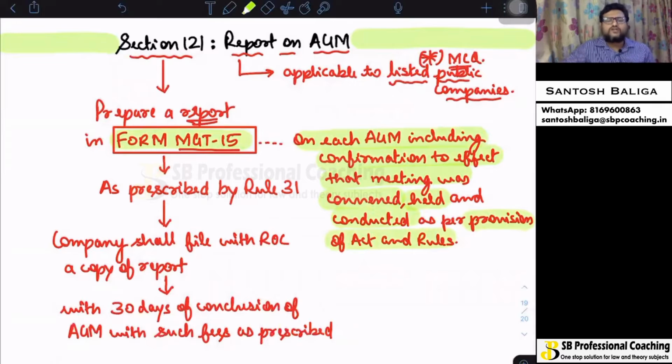So it will have a short summary of all that is done in the AGM and will also confirm that the meeting was convened, held and conducted as per the provisions of the Act and rules which are applicable. I hope this is clear. Now, the rule which is prescribed for preparation of the report, that is form MGT 15, is given under Rule 31.